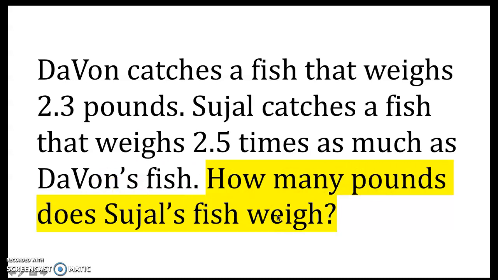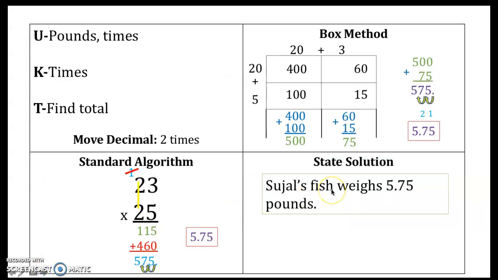Now, in other problems, you're going to be answering the problem at the end. It's the sentence with the question mark. That's what you're going to be stating your solution about. And that's why I highlighted this right here. In any other word problem, it's usually a question posed at the end of the word problem. That being said, in answering the problem, I can say that Sujal's fish weighs 5 pounds, and that is 2.5 times more than Devon's fish.